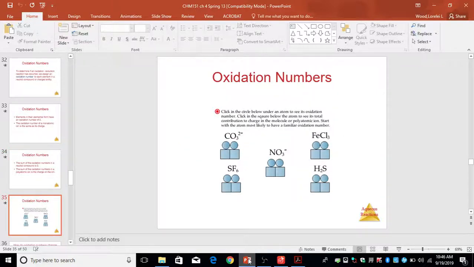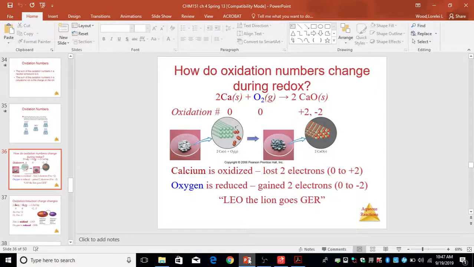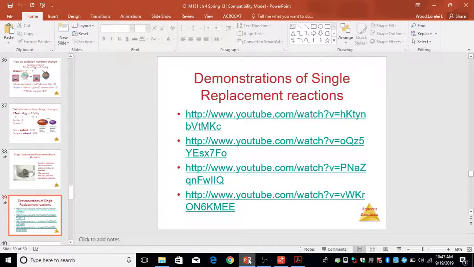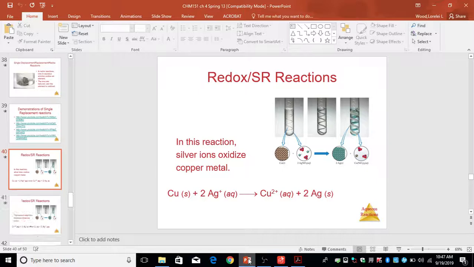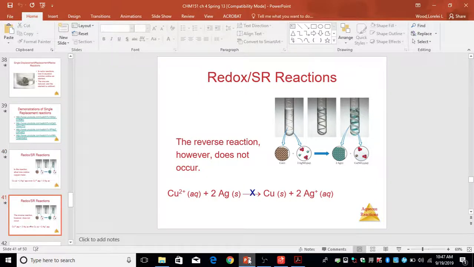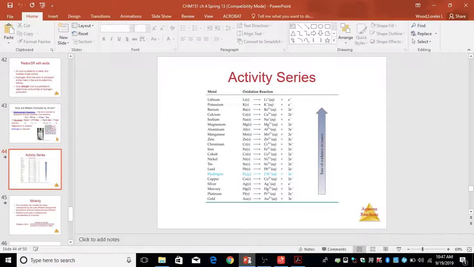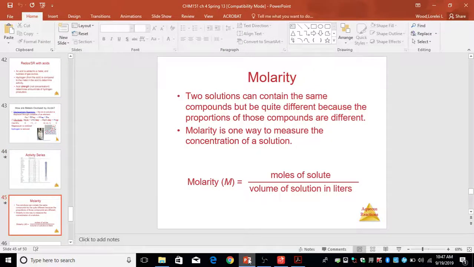For example, if we look at something like NO3, well, you know what, we'll go into that a little bit later when we get deeper into this. All right, so there are some good demonstrations of what they look like. They're kind of cool. Certainly go out and watch them on YouTube. And we've already done oxidation reduction reactions, both with acids as well as with ionic salts. So there's the activity series that you should be able to use.